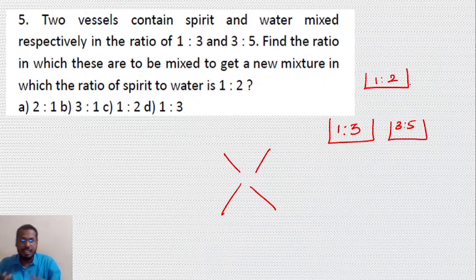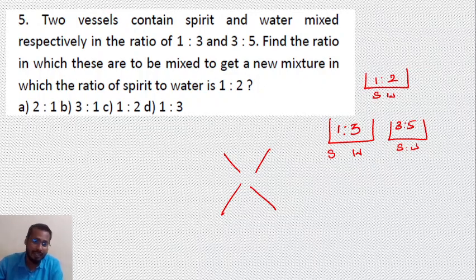So 1:3, 3:5, 1:2, don't take as it is. Already I told you that if you are talking about cost price, everything should be cost price. If you are talking about selling price, all the values should be selling price. Likewise, this is a mixture. This is not a separate thing. Inside this vessel, one is spirit and another one is water. Already it was mixed, again we're going to mix this. So be clear on this idea. If you are talking about spirit, take only spirit. If you're talking about water, take only water.